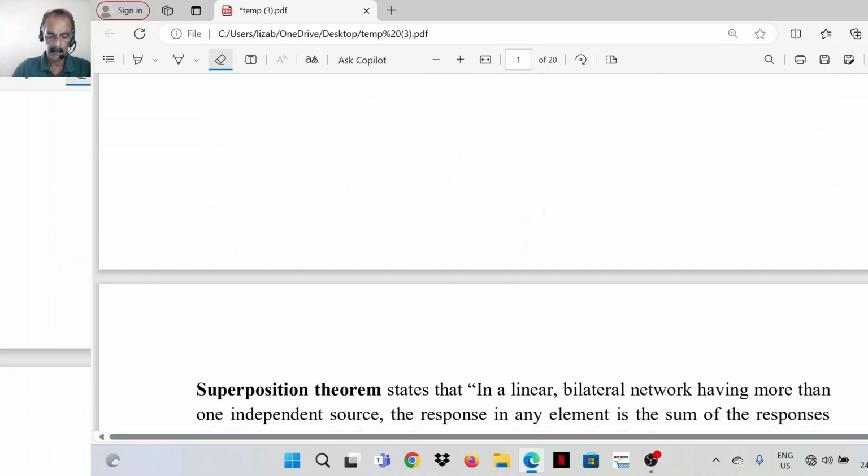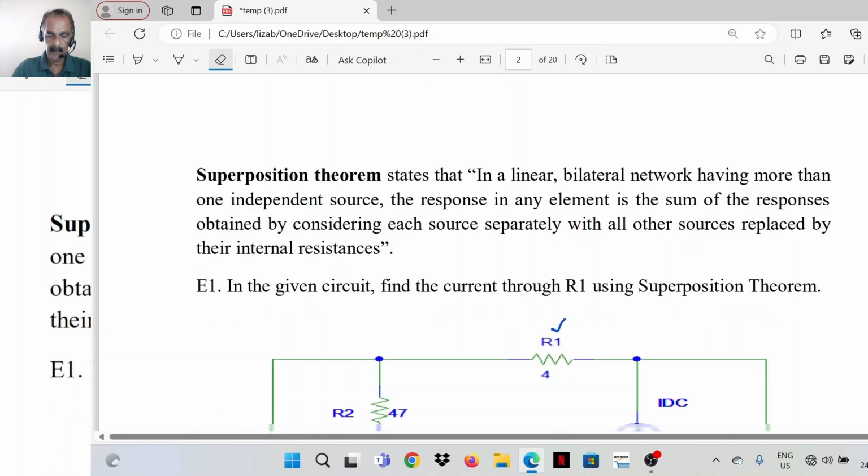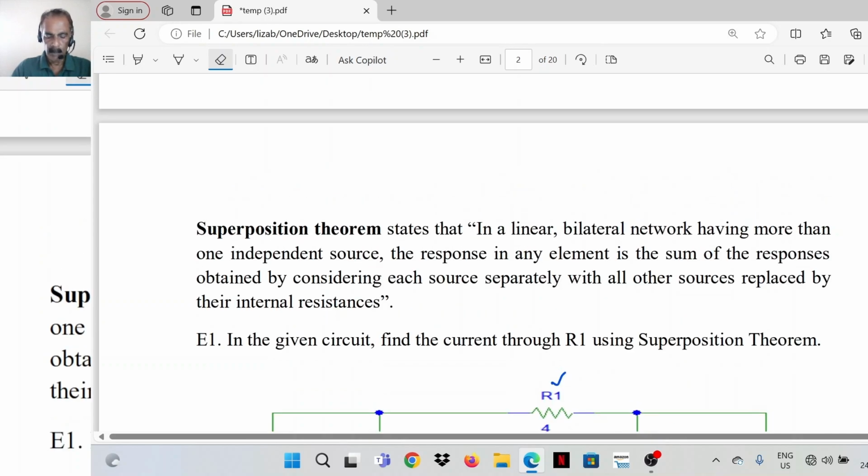Now, superposition theorem. So this is the statement of the theorem. In a linear bilateral network having more than one independent source, the response in any element is the sum of the responses obtained by considering each source separately with all other sources replaced by their internal resistances.